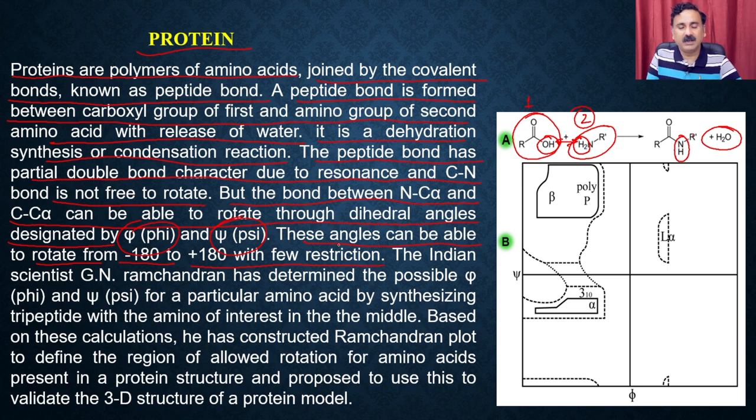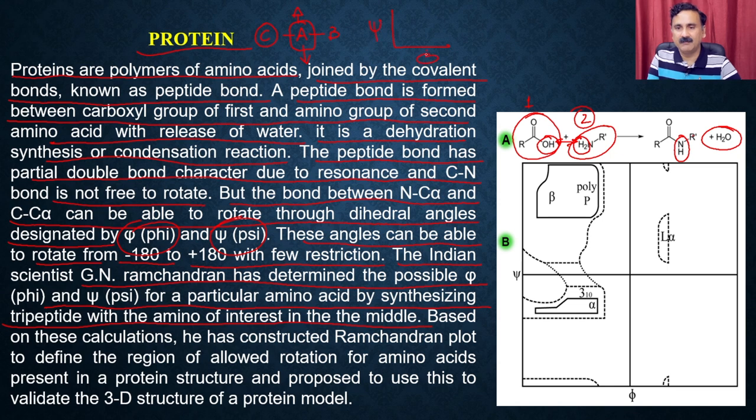To exploit this particular phenomenon, the Indian scientist G.N. Ramachandran determined the possible phi and psi angles for a particular amino acid by synthesizing a tripeptide with the amino acid of interest in the middle. So, for example, if he wants to calculate the phi and psi angles for A, he makes a tripeptide with C and B. You can keep changing these tripeptides, and that's how you can calculate, under different conditions, which different psi and phi angles are possible, and that's how you can make a map between psi versus phi, right?